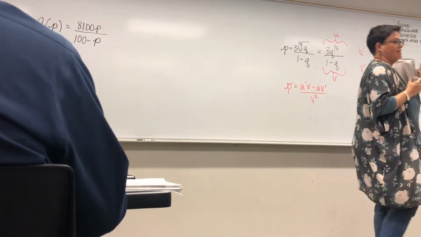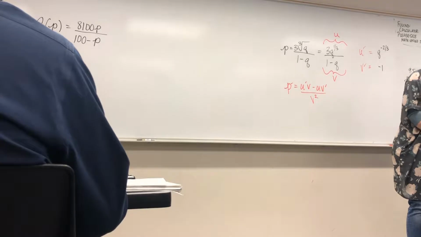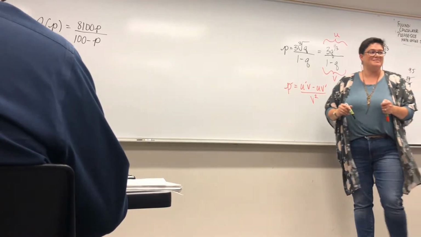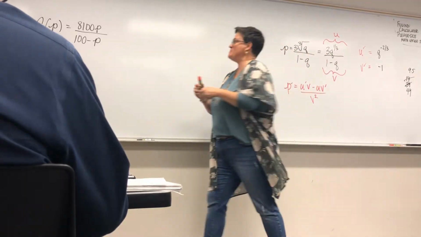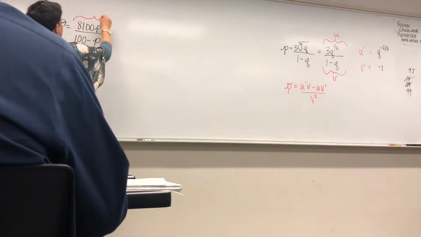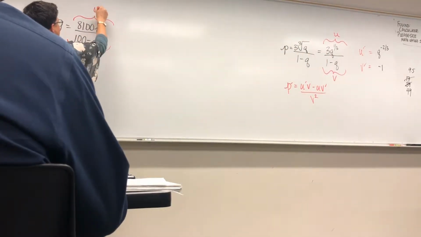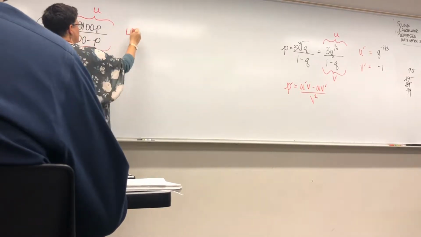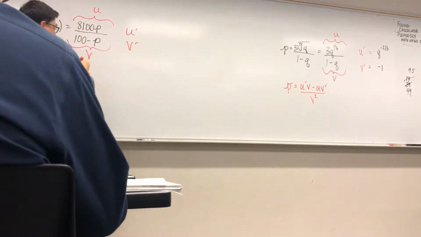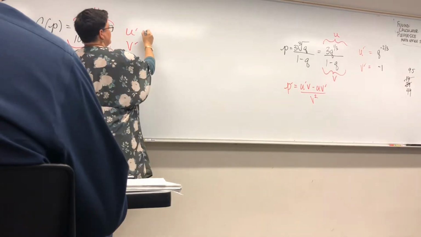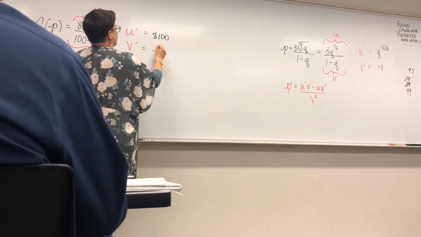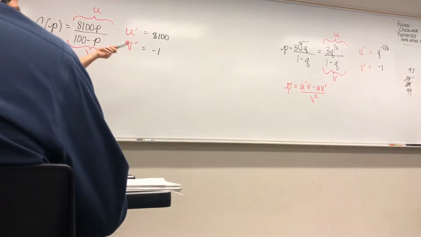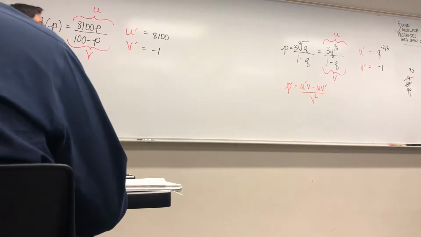So what did I ask you to find? Derivative. Is this a product or a quotient? Quotient. So what's my u prime? 8,100. And what's my v prime? Negative 1. And then you just plug them into the same formula, u prime v minus u v prime. Okay? Groovy?